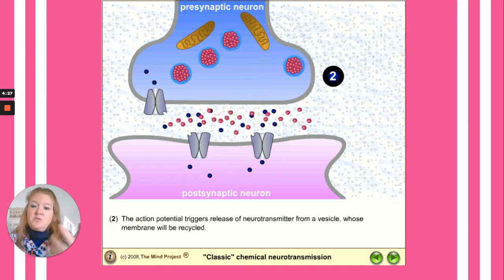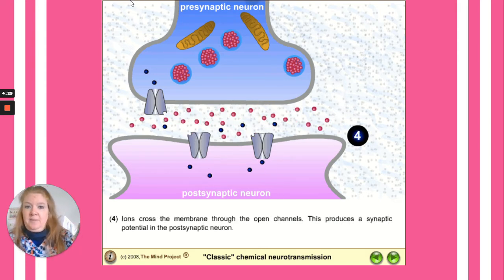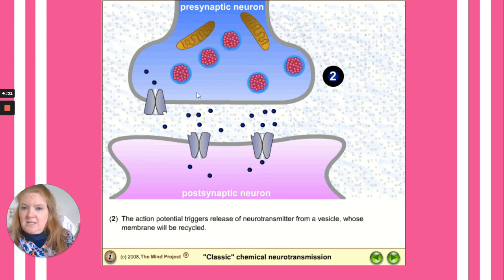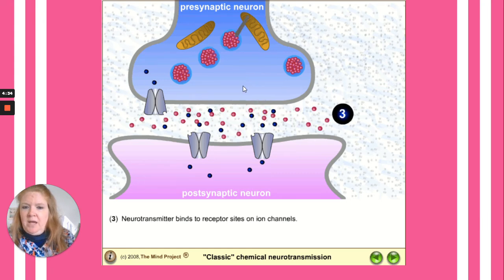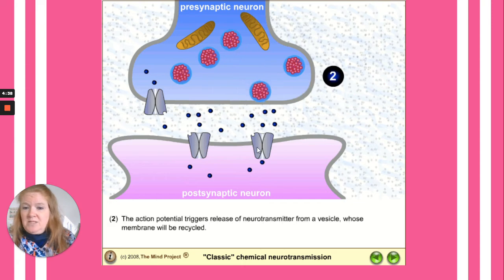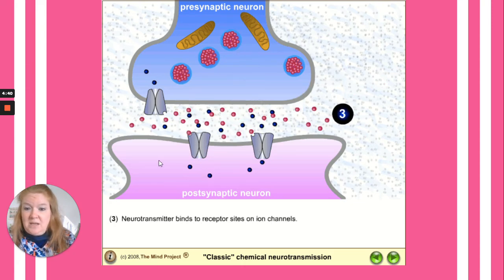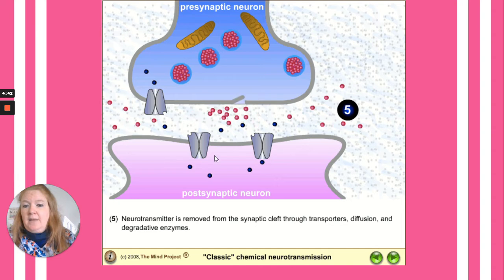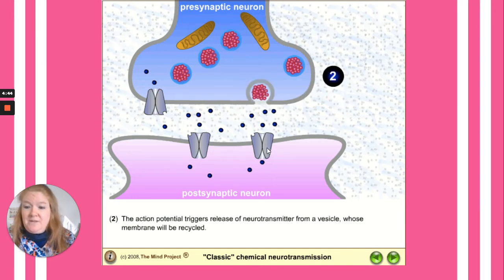But this is what happens in a synapse. This is the end of the axon. This is the axon terminal. It releases the neurotransmitter into the synapse. Receptors on the dendrites of the next neuron are what allows the signal to be passed on.